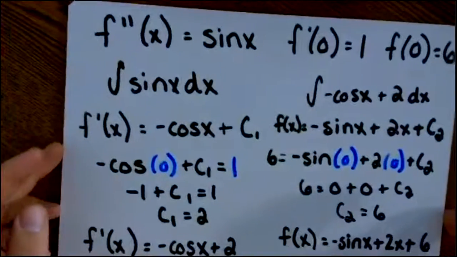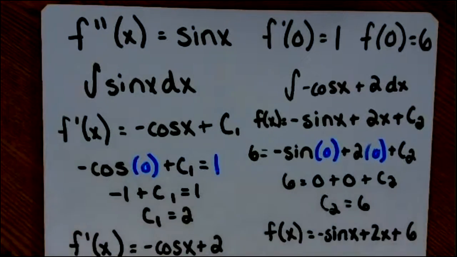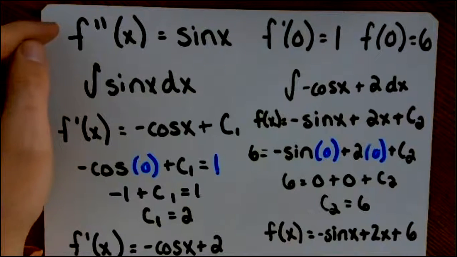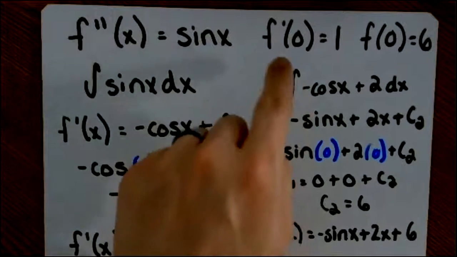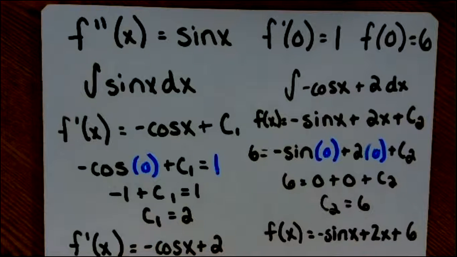Let's go ahead and look at a second example. This one includes some trig functions, plus it gets a little more complicated because they gave us the second derivative. So the original problem for this one, they gave us the second derivative was equal to sine x, and they gave us two conditions here. They said f prime of 0 is 1, and f of 0 is 6.